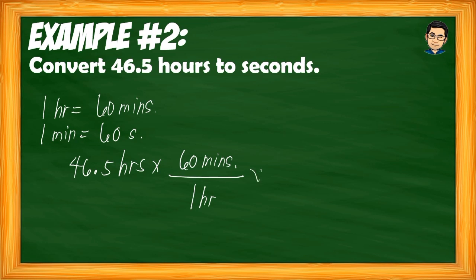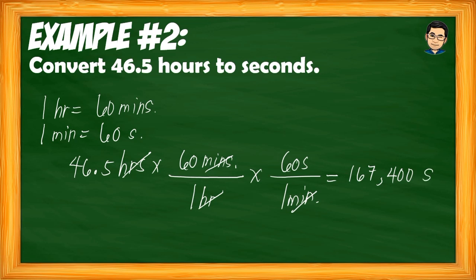Kailangan po natin mag-multiply pa ng 60 seconds over 1 minute. Saka lang natin makikita na seconds yung matitira, kasi makakancel na yung minutes. And then, i-multiply lang natin lahat ng mga natira: 46.5 times 60 times 60 seconds. Kapag minultiply po natin yon, that is equal to 167,400 seconds. So, ang 46.5 hours, katumbas siya ng 167,400 seconds.